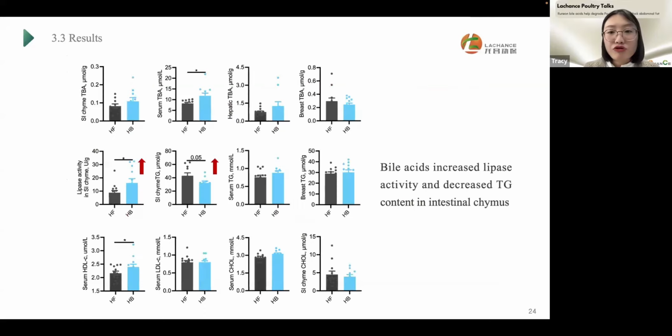And then I would like to show you the TJ content. So mainly from these two charts, it shows that bile acids increased lipase activity and decreased TJ content. So TJ content is the triglyceride in intestine times. This means that the activation of lipase improves the digestion of oil, and the reduction of triglycerides reduces the possibility of fatty liver syndrome and liver diseases.